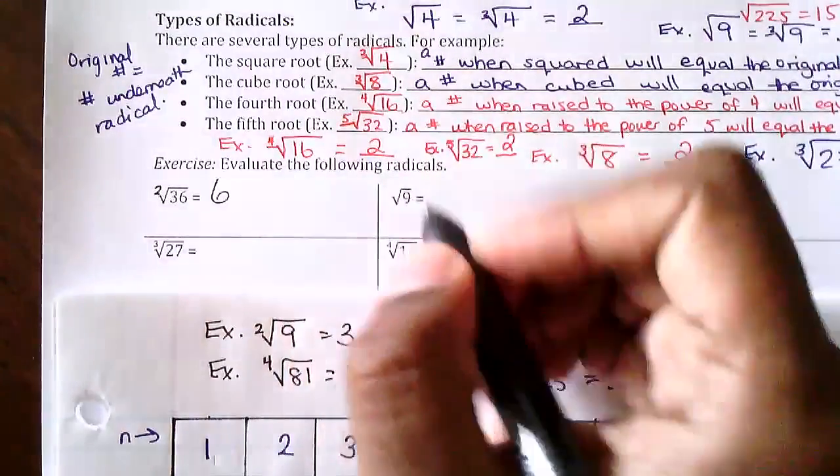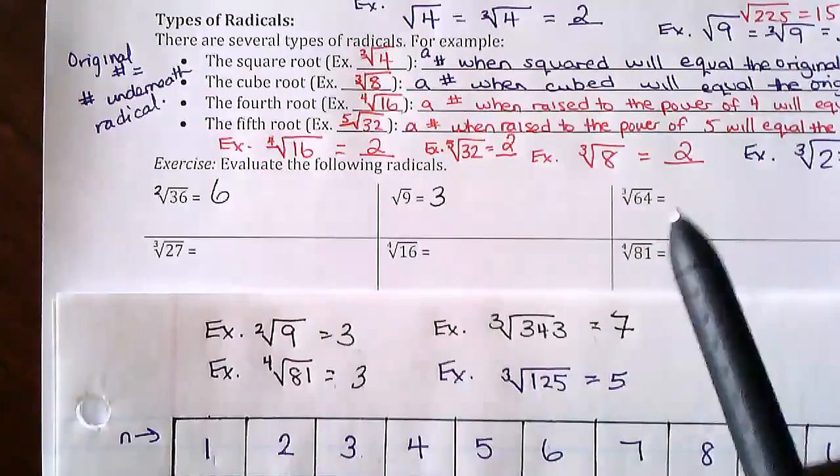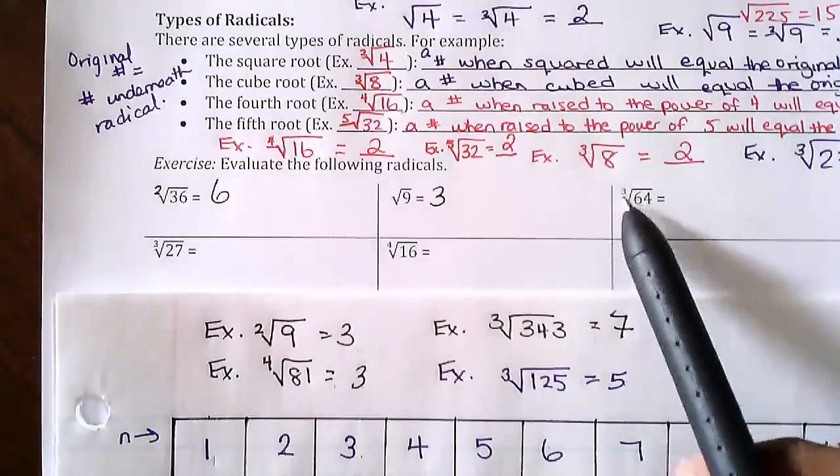Similarly, we have root 9, which we've done multiple times now. I'm just going to give you that as 3. Let's look at this. We have 64, but because the index is 3, we have the cube root.